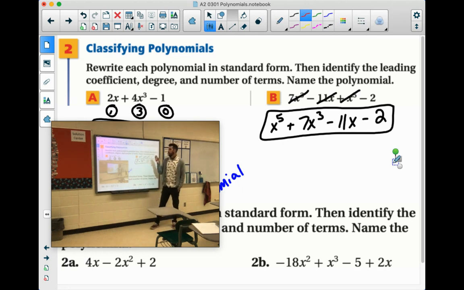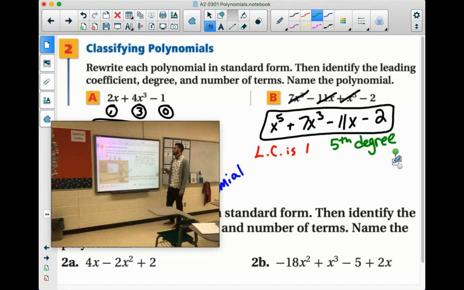Now remember, the leading coefficient is in front of the highest degree, which is x to the 5th. Now what is the coefficient there? 1, right? So we'll say the LC is 1. All right, the degree, you go with the highest degree there, x to the 5th. So we'll say 5th degree. Number of terms, say 4 terms.